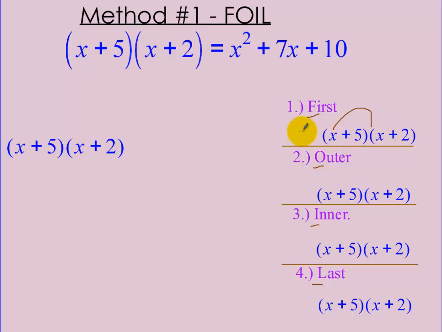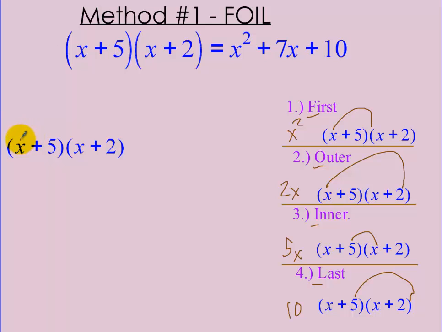So first means, and I did this binomial over here, you're multiplying the first term of each binomial. So x times x, and that gets you x squared. Outers mean just the outer ones, so the left side of this and the right side of that. So x times 2 is 2x. Inners mean the two inside ones, 5 times x or 5x, and the last means the last number on each one. So 5 times 2 is 10.